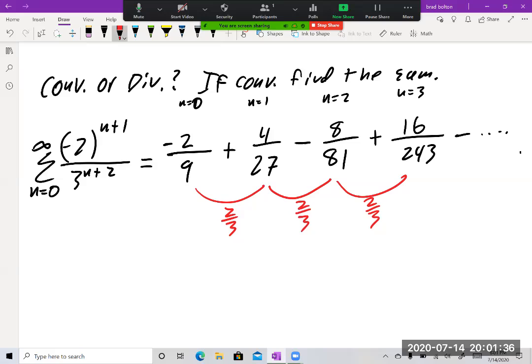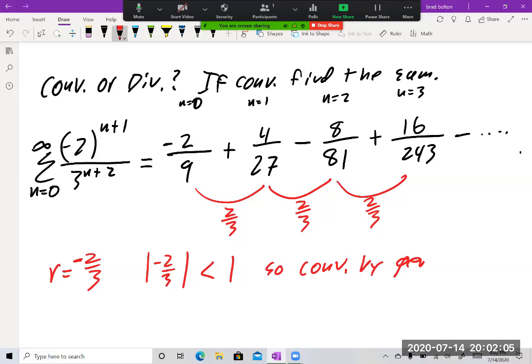To go from this term to this term, I multiply by 2/3, right? 8 times 2 is 16. 81 times 3 is 243. 4 times 2 is 8. 27 times 3 is 81, and so on and so on. So I know that my r is equal to 2/3. Oops, but it's alternating, so actually my r is negative 2/3. So the absolute value of negative 2/3 is less than 1, so convergent by geometric.